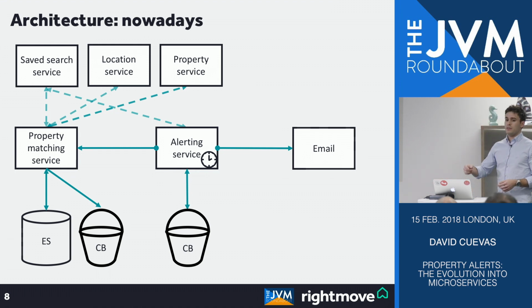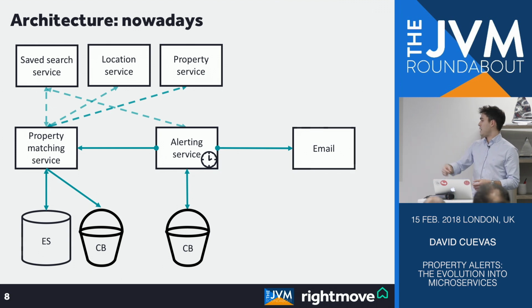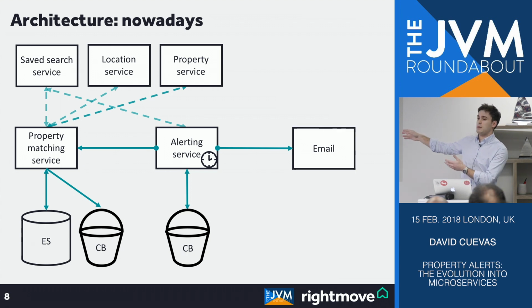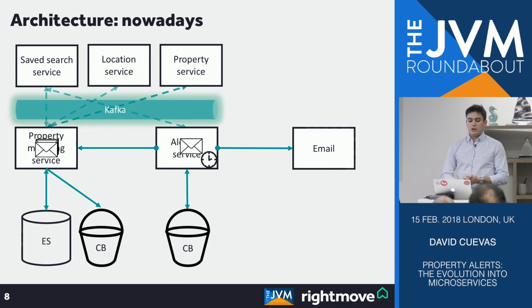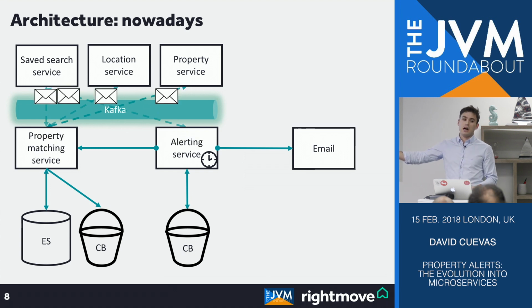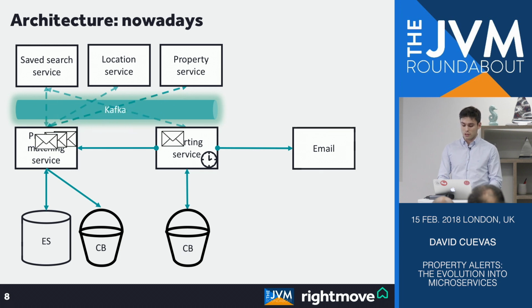Meanwhile, we have the alerting service, which has its own embedded scheduler, which kicks off from time to time and retrieves the user's frequency from its own Couchbase bucket, and then retrieves all the property matches from the property matching service, and then sends the same information that Property Alerts was doing before to our email service. In order to get all the property updates into our microservices, we were using Kafka topics to then process each update individually.